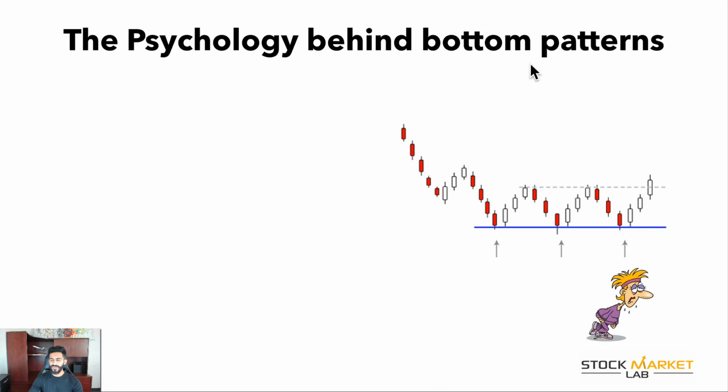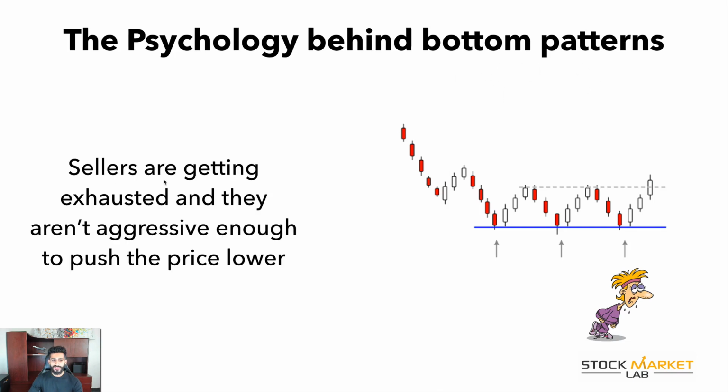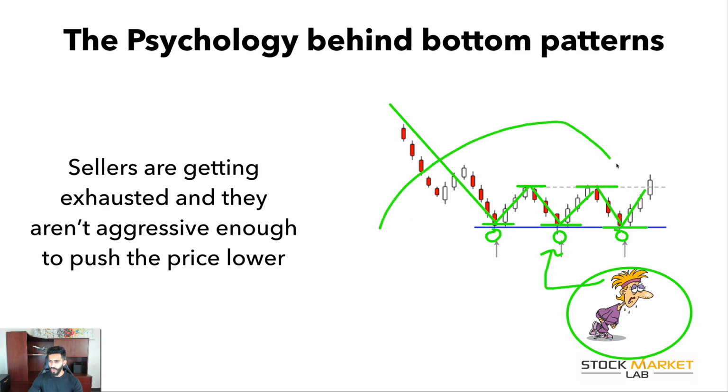What is the psychology behind bottom patterns? Sellers are getting exhausted and they aren't aggressive enough to push the price lower. You can see sellers are in control, buyers step in. Sellers are in control, buyers step in. Sellers can't keep trying to bring the price down. There are a lot of aggressive buyers sitting here, and sellers just get very, very exhausted. And then once, or if, the stock price breaks this neckline area, that is a strong breakout, right?